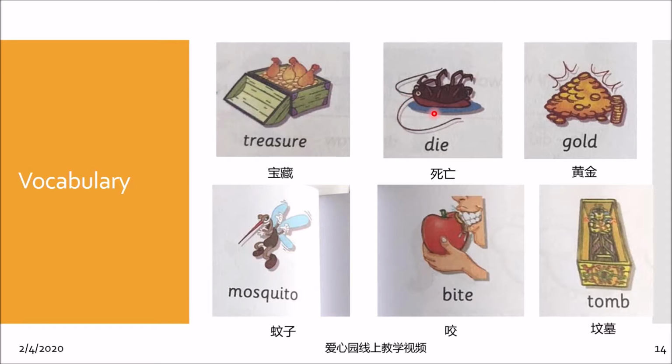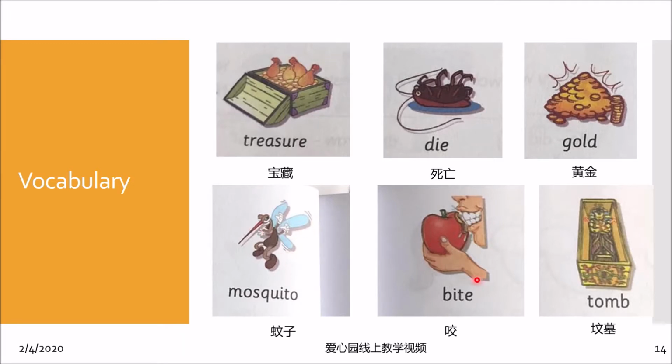Look at this picture. Yes, it is a cockroach, but it is dead. So, the vocabulary for this is die. It means 死亡. This is gold. 黄金. Sometimes you might see gold in the treasure box, you know. And next here we have mosquito. 蚊子. Mosquito.